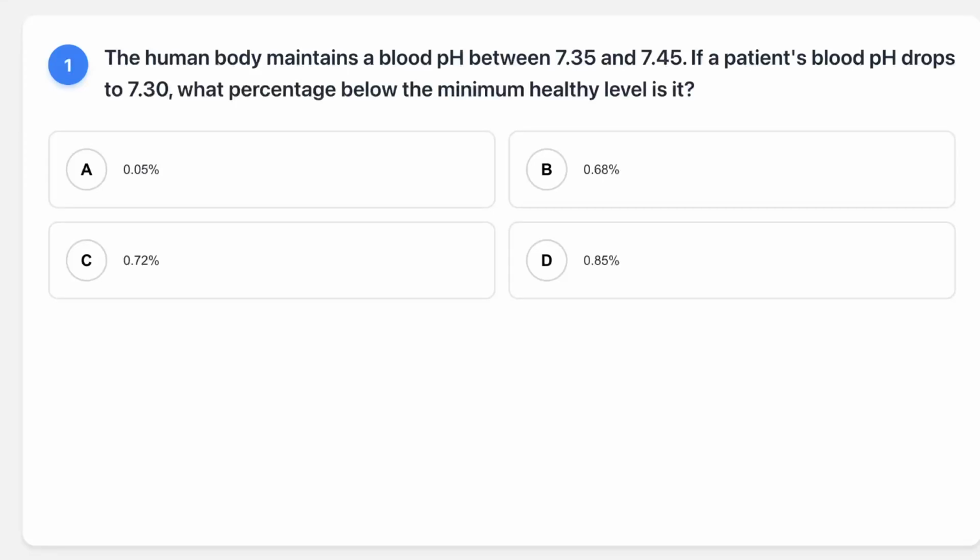Question. The human body maintains a blood pH between 7.35 and 7.45. If a patient's blood pH drops to 7.30, what percentage below the minimum healthy level is it? Option A. 0.05%. Option B. 0.68%. Option C. 0.72%. Option D. 0.85%.